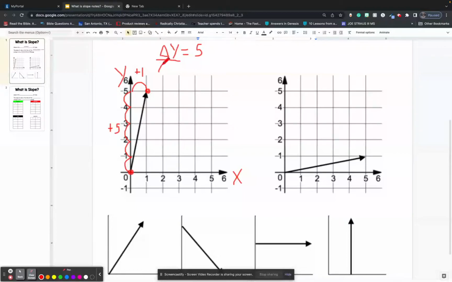And remember, it's a ratio. So we're comparing that change in y, which was 5, to our change in x, which is 1. 5 over 1 is our answer. And remember, a fraction is a division problem. So this reads as 5 divided by 1, which is 5.